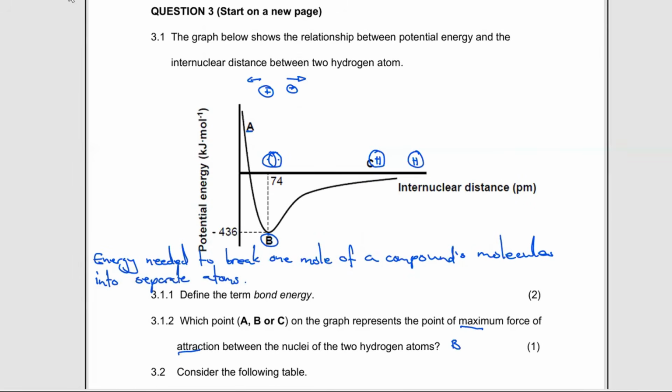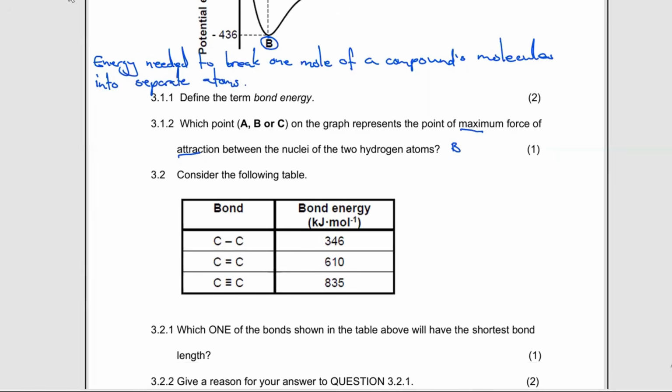Then we proceed to answer question 3.2, which says consider the following table. We have a carbon to carbon single bond, then a double bond, then a triple bond, and then the N-H bond. Can you see as you go down, as the number of bonds, or bond order, increases, the bond energy also increases? Then it asks which one of the bonds shown in the table will have the shortest bond length. What you're going to have there is the C triple bond.